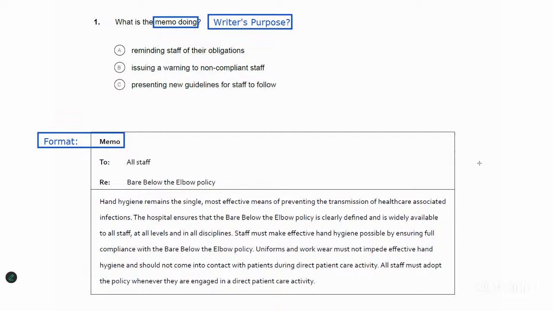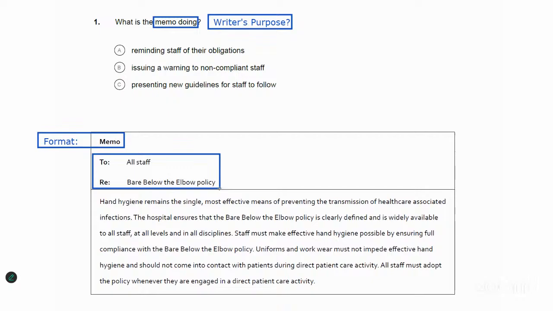Next. Okay. Number 3. It is to all staff. It is a memo. To whom? Okay. Now this is the third point here. So now it is targeted to whom? It is targeted to all the staff, and the topic is regarding bare below the elbow policy.